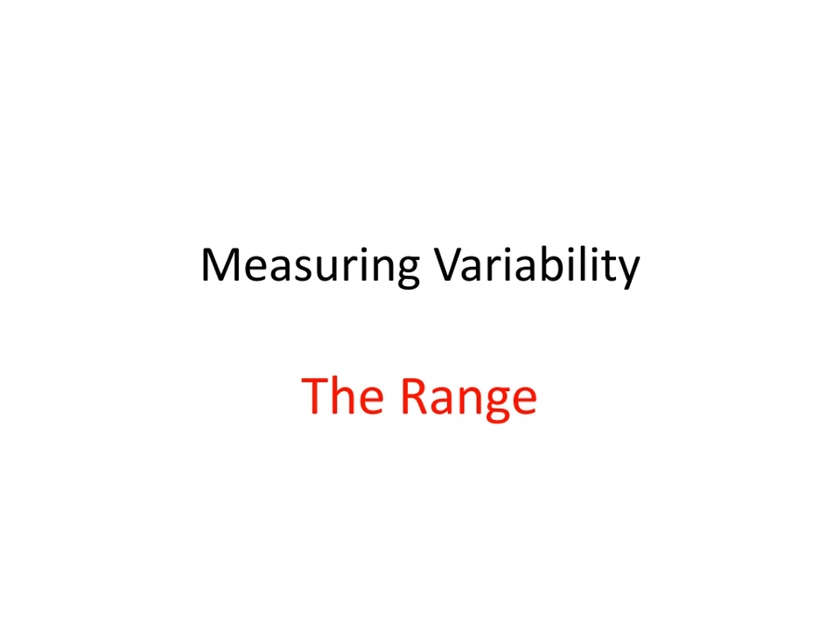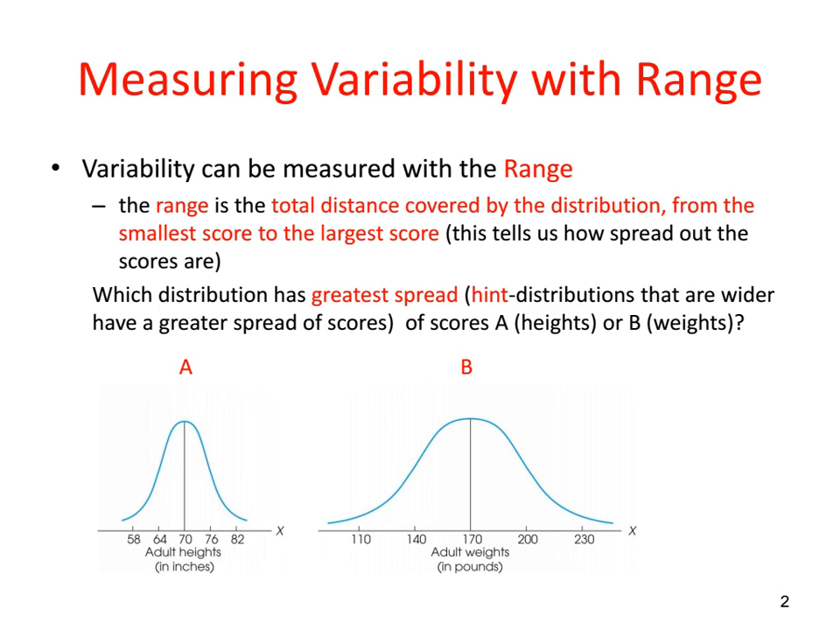Today we're going to talk about measuring variability and in particular measuring the range. Variability can be measured with the range. The range is the total distance covered by the distribution from the smallest score to the largest score in the distribution. The range is important because it tells us how spread out the scores are.